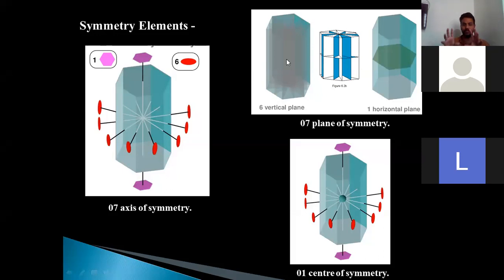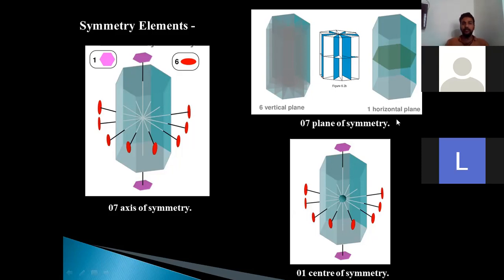So now you can see that you can depict the symmetry elements of the hexagonal system, where 7 axes, 7 planes and 1 center of symmetry are there. In 7 axes, 1 is hexagonal or six-fold symmetry, and the six are two-fold symmetries. In 7 planes of symmetry, we have 6 vertical planes and 1 horizontal plane, and there is 1 center of symmetry.